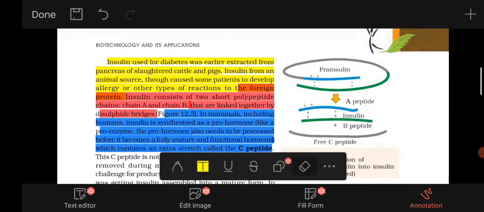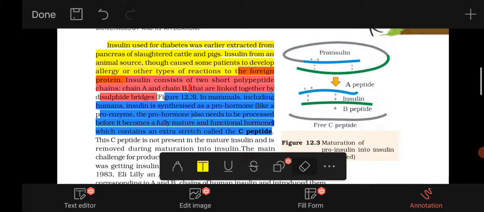And the insulin consists of two polypeptide chains, that is it has chain A and chain B, but this is in mature form. But in mammals, including humans, this insulin is produced as a prohormone, that is an inactive or less functional or non-functional hormone, and it has an extra stretch of peptide called C peptide present between the A peptide and B peptide. The A and B chains of insulin are linked together by disulfide bridges, and this is in mature form.